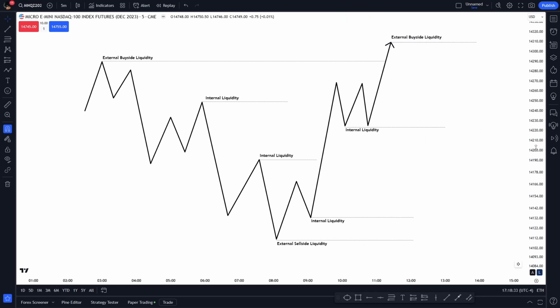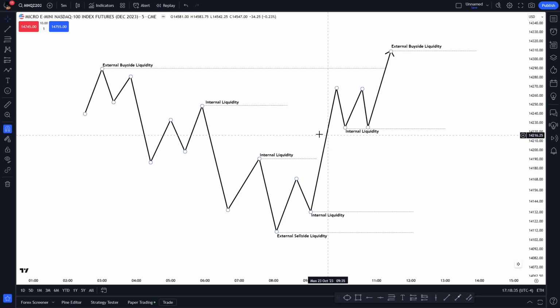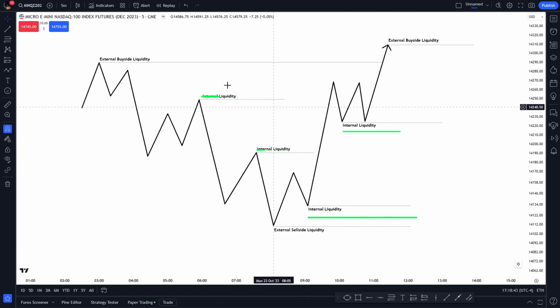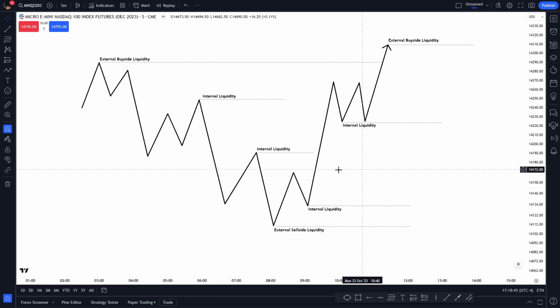Well, it is important because most of the time internal liquidity is used as a target for your profit, right? A take profit essentially. And external liquidity is used for your draw on liquidity because that is further away and you want to have a general idea of where price is going to go over a longer period of time, right? So I want to have a clear draw on liquidity, preferably a daily draw on liquidity, right?